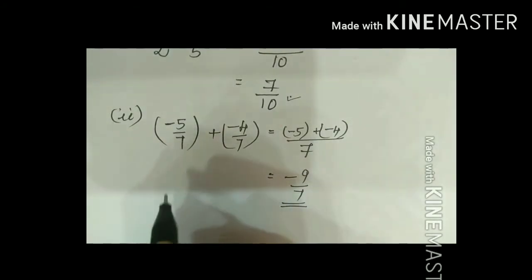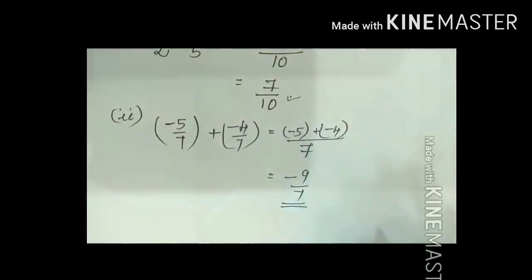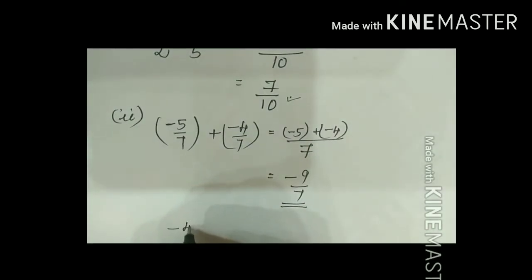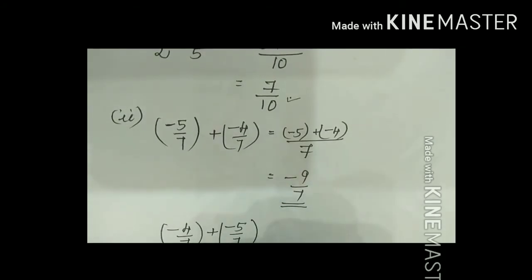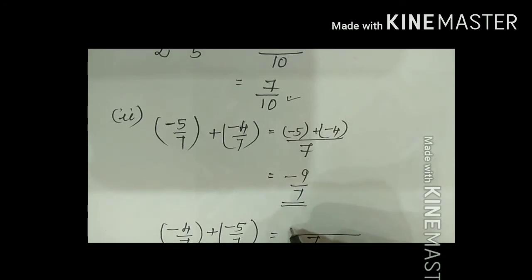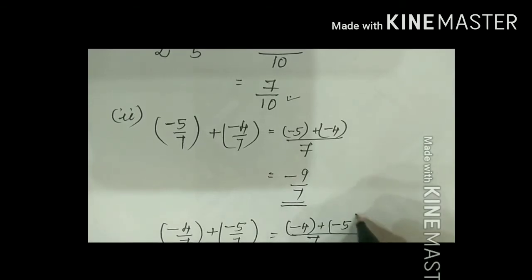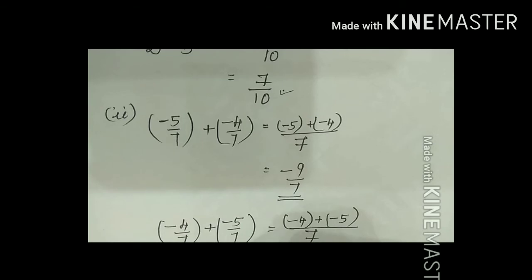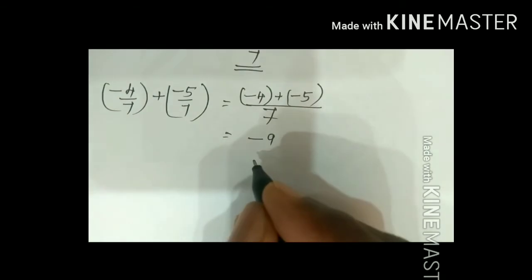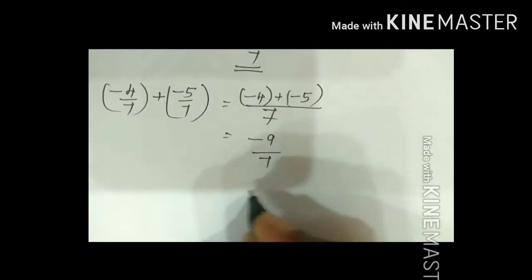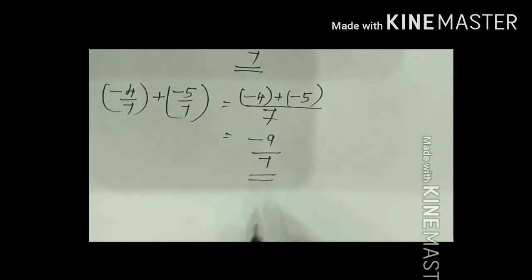Alright, now I'm going to add these two rational numbers, changing the order. That is minus 4 by 7, inside a bracket, plus minus 5 by 7. The denominator is the same, so let's add the numerators. That is minus 4 plus minus 5, which is equal to minus 9 by 7.